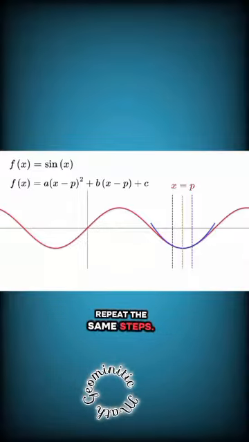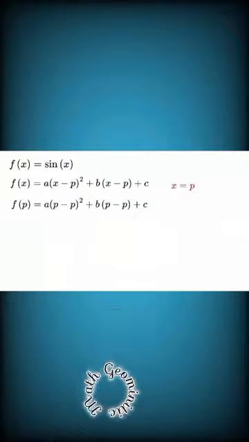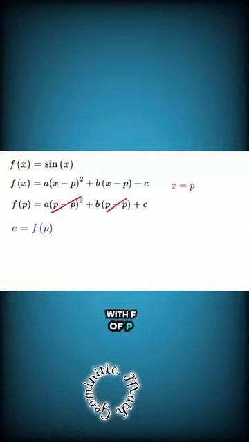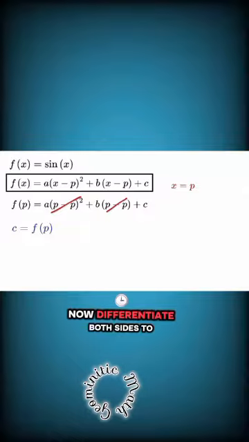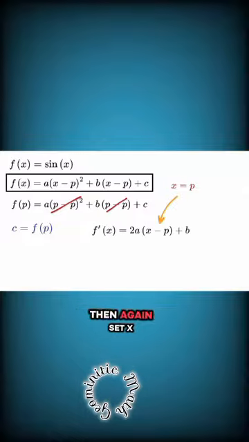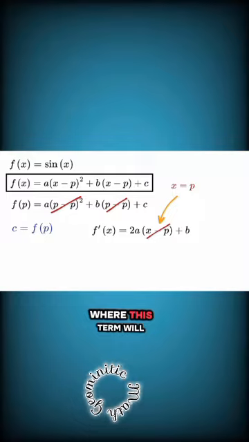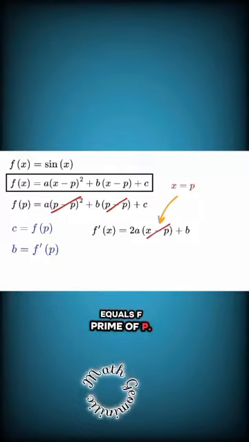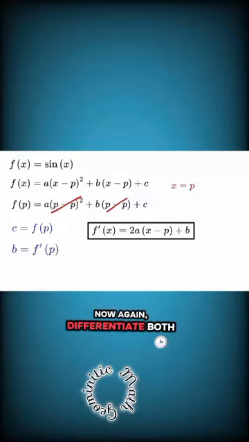Repeat the same steps. Set x equals p. All the powers of x minus p vanish, and we are left with f of p equals c. Now differentiate both sides to get this. Then again set x equals p, where this term will vanish, and we will be left with b equals f prime of p. Now again differentiate both sides to get this.